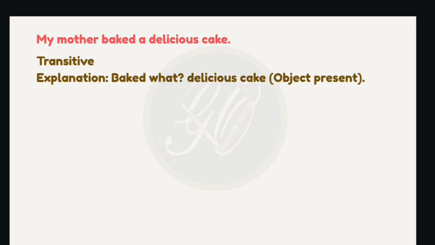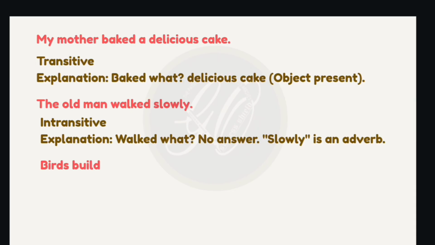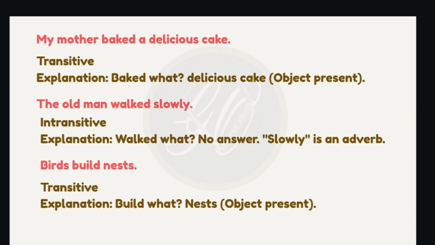The next sentence is my mother baked a delicious cake. If I ask the question what, I'll get the answer delicious cake. The object is present. So the verb here is transitive. The old man walked slowly. If I ask the question what, whom, I won't get any answer. But the adverb is present there, that is slowly. So the verb here is an intransitive verb. The last sentence is birds built nests. If I ask the question what, I'll get the answer nests. And the object is present here, so the verb is a transitive verb.